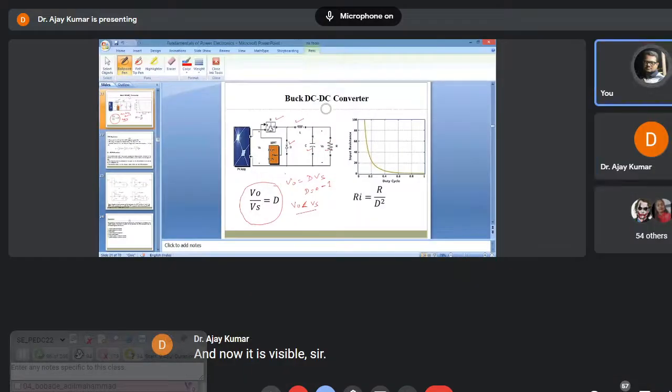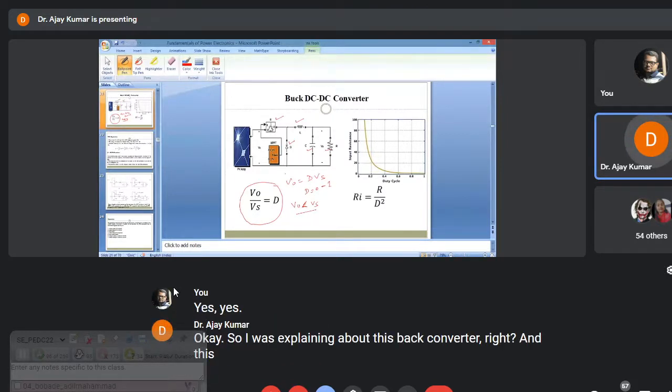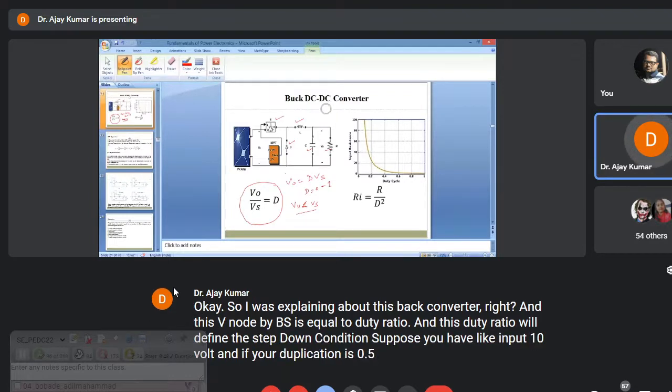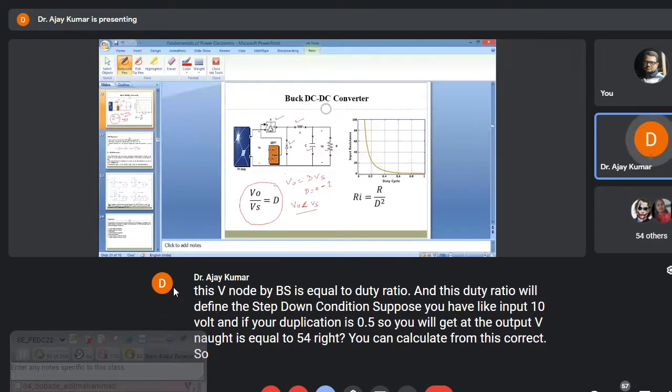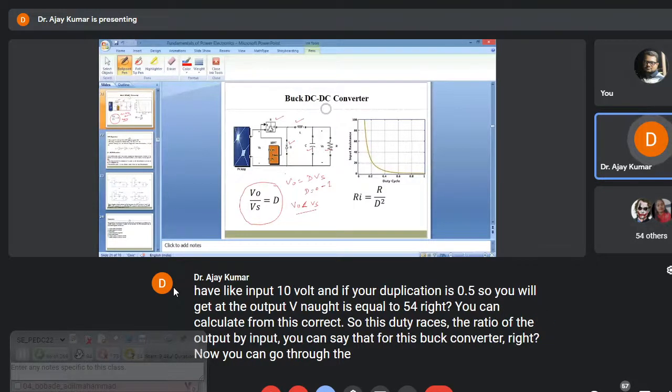Okay. So I was explaining this buck converter. V0 by Vs is equal to the duty ratio, and this duty ratio defines the step down condition. Suppose you have an input of 10 volt, and if your duty ratio is 0.5, you will get at the output V0 equal to 5 volt. You can calculate from this, correct? So this duty ratio is the ratio of the output by input, for this buck converter only. Now you can go through the realization and the operation.